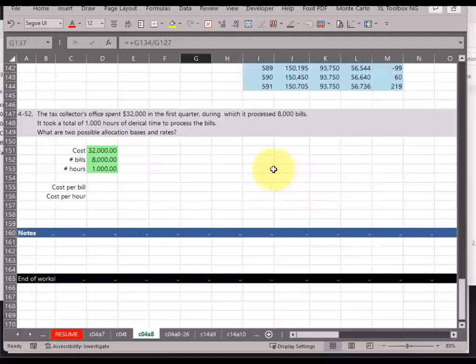Now, the last question is kind of a letdown, but it's a simple one. So basically, you've got a tax collector. You're told that the costs of the department are $32,000, that they process 8,000 bills per month, and that took 1,000 hours worth of effort. And what are some of the allocation bases? Well, they gave you one cost and two things, so it's kind of obvious. One would be the cost per bill, and one would be the cost per hour. I'll let you do the math on that one. Good luck.